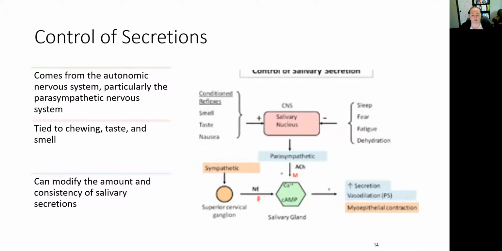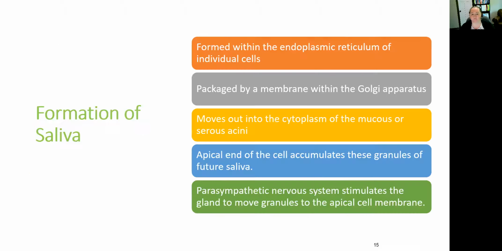So we can modify the amount and consistency of salivary secretions through medications. The formation of saliva, it's formed within the endoplasmic reticulum of individual cells, going way back to our introduction, the cell basics. It is packaged by a membrane within the Golgi apparatus. It moves out into the cytoplasm of the mucus or serous acini, and then at the apical end of the cells, it accumulates these granules of future saliva.